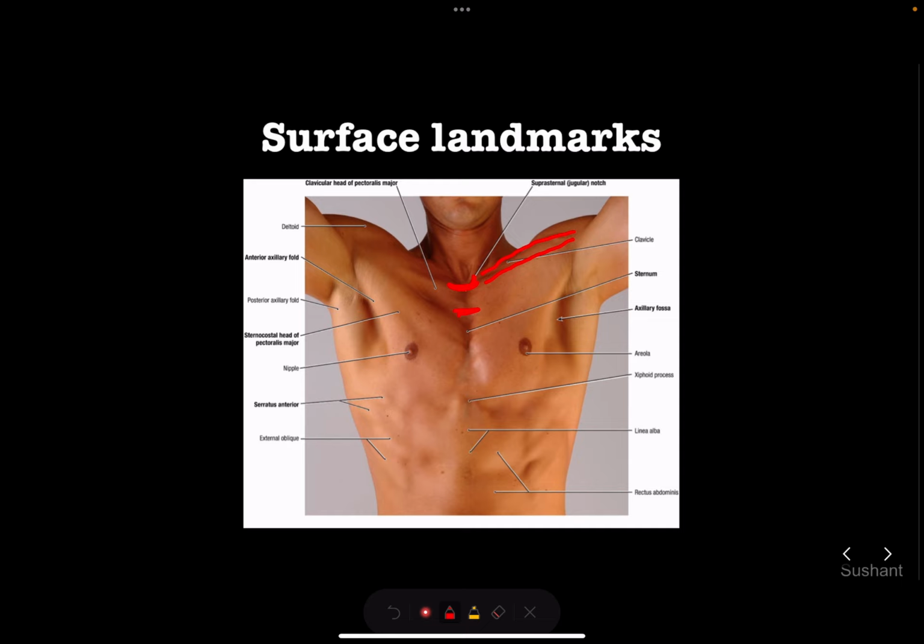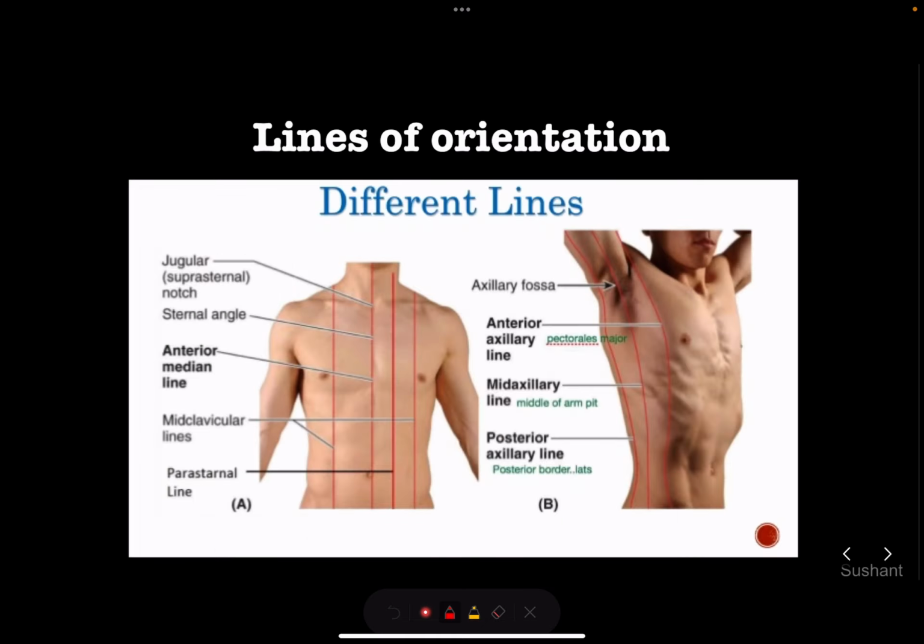And then we have the infraclavicular fossa, just a small depression below the clavicle. Then there is the nipple and the areola. We can also see the outline of the pectoralis major muscle. So these are some of the important landmarks in the pectoral region.